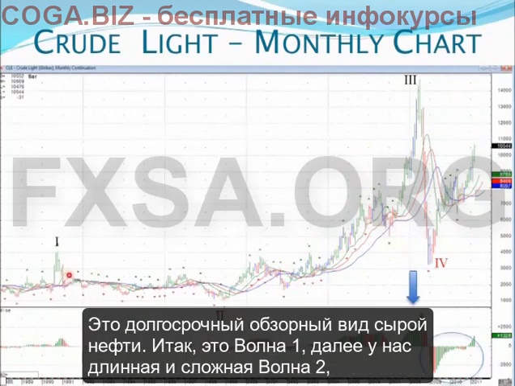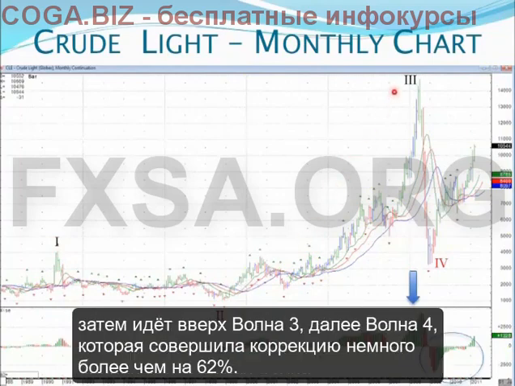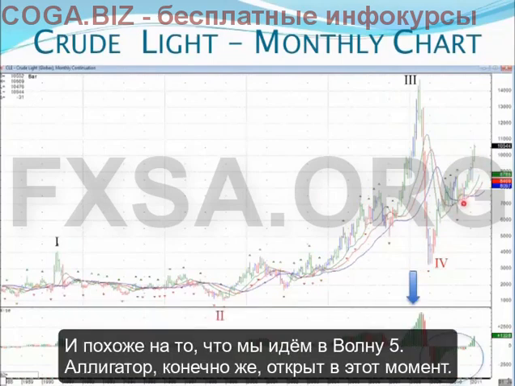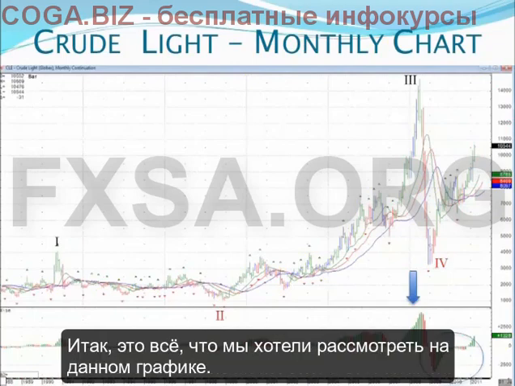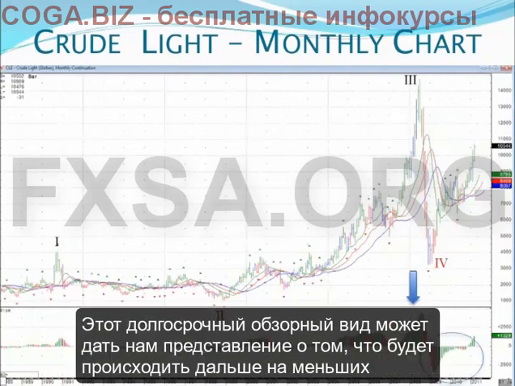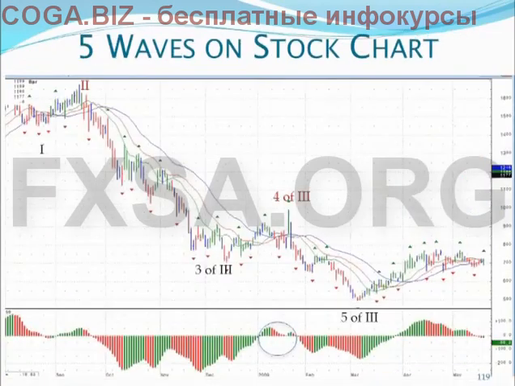So if this is wave 1, we had a long, complex wave 2. We have a wave 3 up, a wave 4 that retraced more than 62%, a little bit more than that, and it looks like we're going into a wave 5. Alligator's open, of course, at this point. So this is what we're looking for on these charts. This long-term view can kind of give us an idea of what's going to be happening on the smaller term.